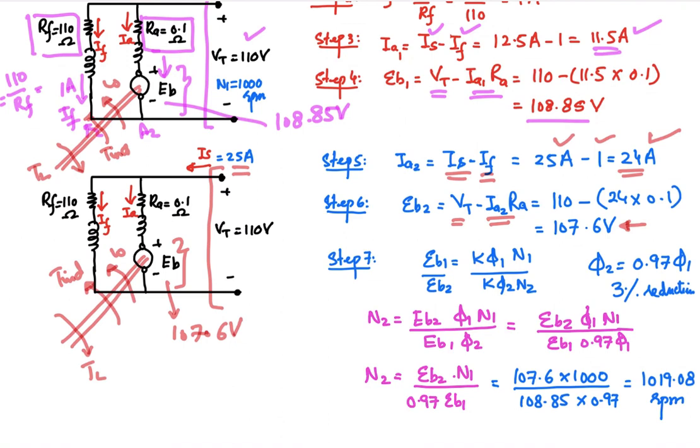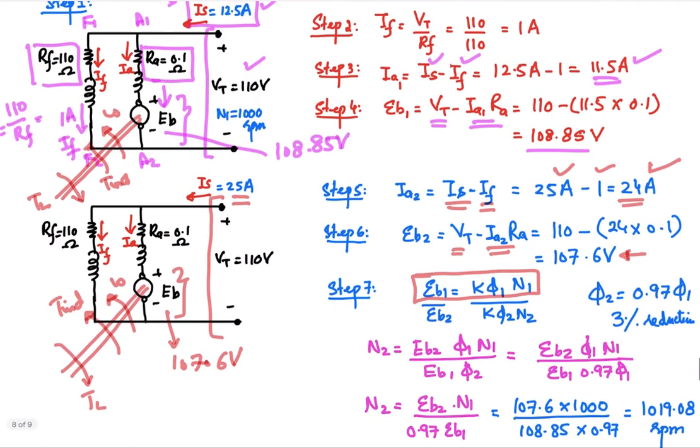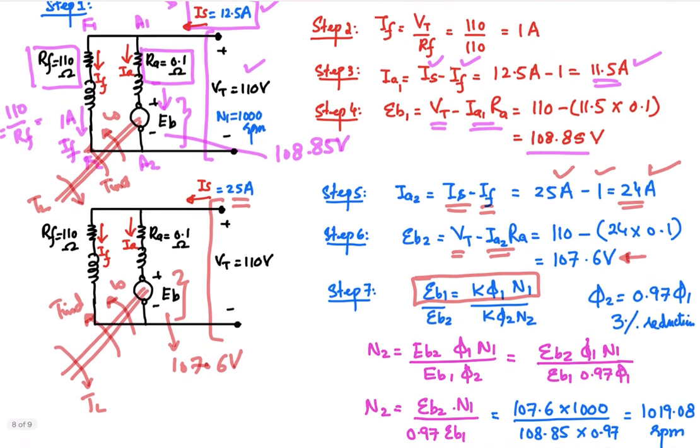So first, back EMF is equal to K phi 1 N1, at one particular state, when the current was 12.5 ampere. And the second back EMF equation is K phi 2 N2, when you have the new load of 25 ampere and a new flux as well.